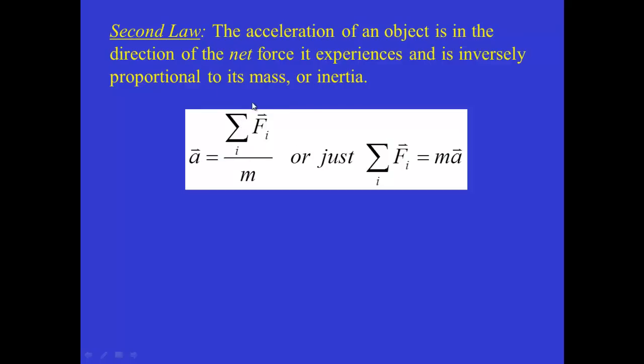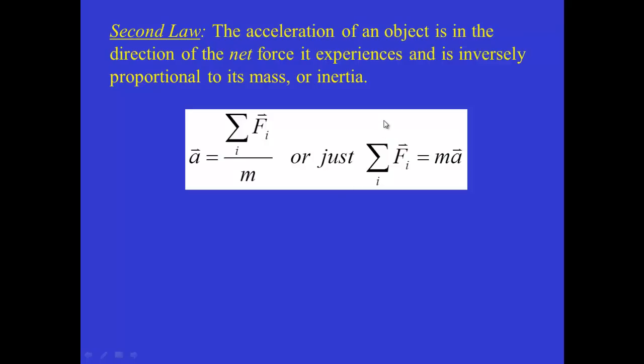So the acceleration is equal to the net force. This is a summation of individual forces. Forces have direction, so that means they're vectors. So we add up all the individual forces to get the net force, divide by the mass, and that gives us the acceleration. And a lot of times we turn this around and we solve for the net force and set that equal to the mass times the acceleration. That is Newton's second law.